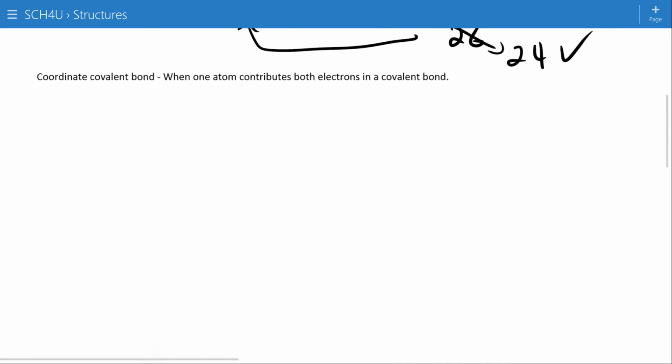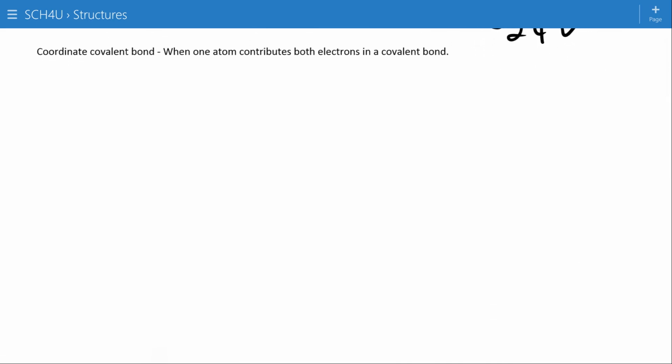Okay. Now we're going to look at a couple interesting types of bonds that exist in the polyatomics, but they don't necessarily have to exist in the polyatomics. The first one we're going to talk about is a coordinate covalent bond. And this is an odd situation where one atom contributes both of the electrons that's involved in one of the covalent bonds. My example molecule here will be carbon monoxide, CO.